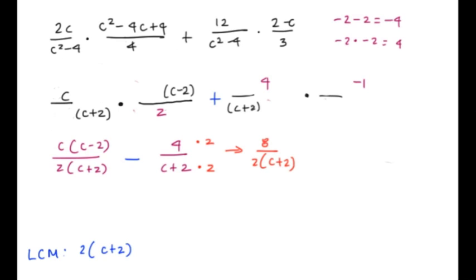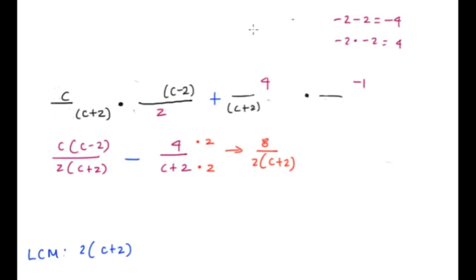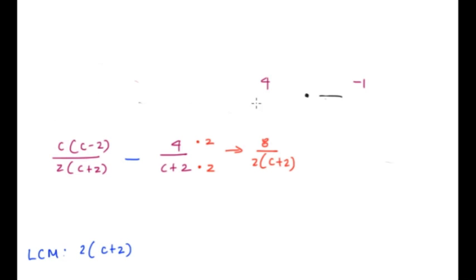So what are we actually left with? And I'll get rid of all this real estate over here so that it's easier for us to write down our problem. So what are we left with now? So we're left with c times c minus 2 minus 8, all of that over 2 times c plus 2, because we just combined that denominator.